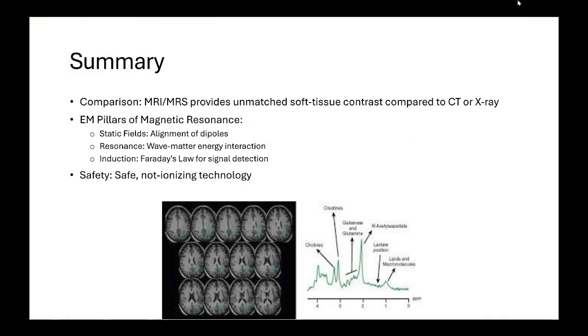To sum up, magnetic resonance is a combination of the electromagnetic pillars we study: the static field for alignment, resonance for energy transfer, and Faraday induction for signal detection. MRI uses this to draw a 3D map of our body, while spectroscopy uses it to identify chemical fingerprints. So it's a really useful machine.